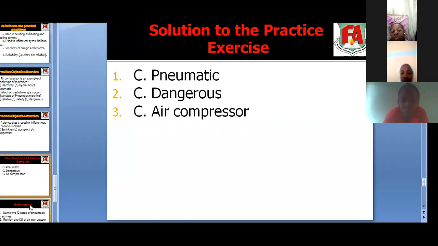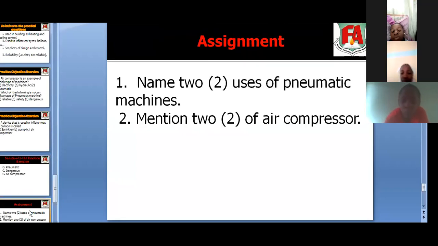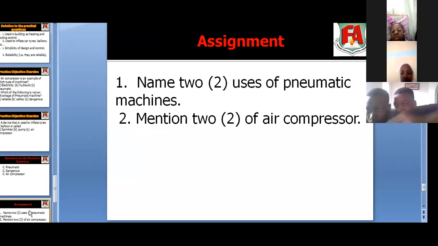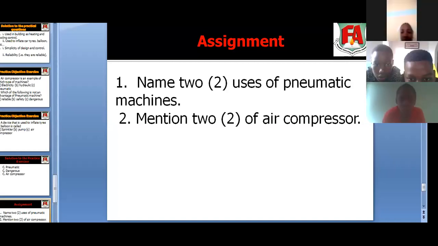Okay, assignment. Question number 1. You have to list 2 uses of pneumatic machines. Question number 2. Name 2 advantages.